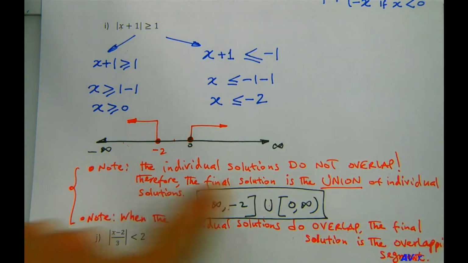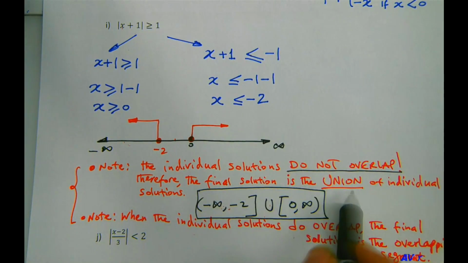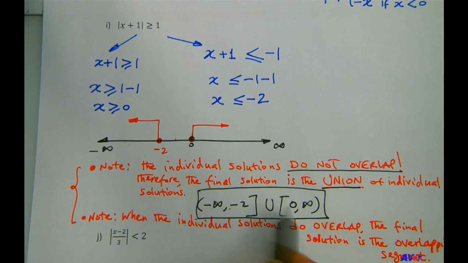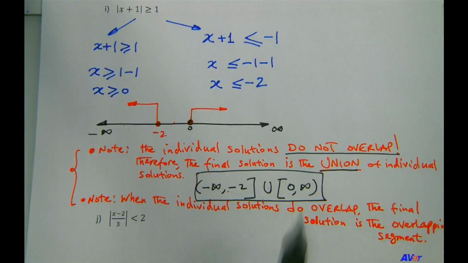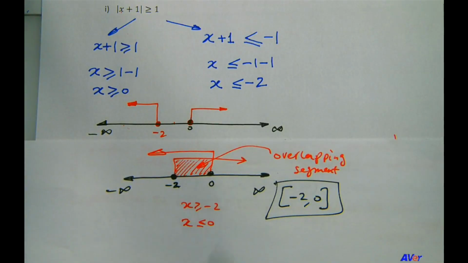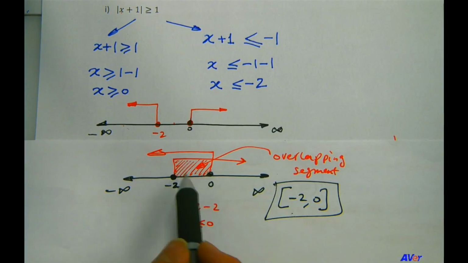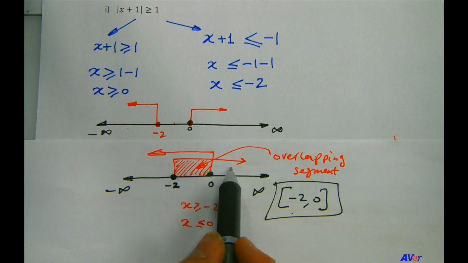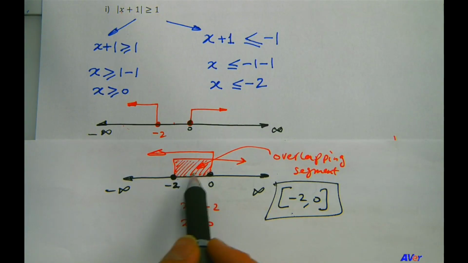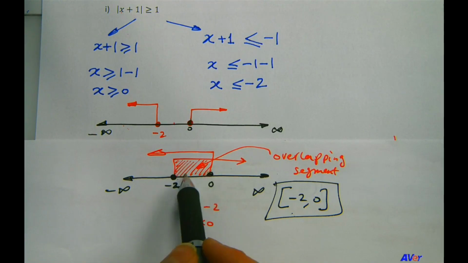So if the individual solutions do not overlap, the final solution is the union of individual solutions, which we have here. If the individual solutions do overlap, which is something I just made up here, then the final solution is just the overlapping piece, not the union. It's the intersection of those. Intersection, remember from section 1.1 in this course, is the overlapping piece. The piece that is common to both solutions is the final solution.